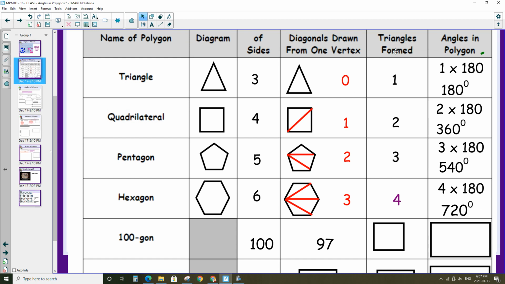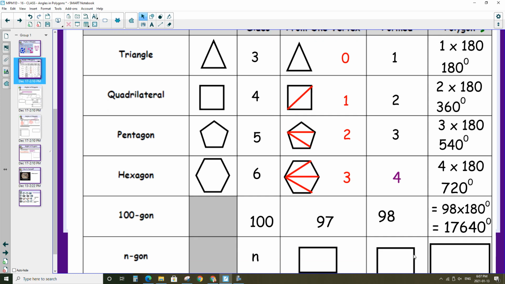How many triangles should we be able to form? Well, you could see the number of triangles is always 1 higher than the number of lines that we drew. So we should be able to draw 98 triangles in that shape. And now we can figure out what the sum of the angles inside would be. It would be 98 times 180, which is 17,640.